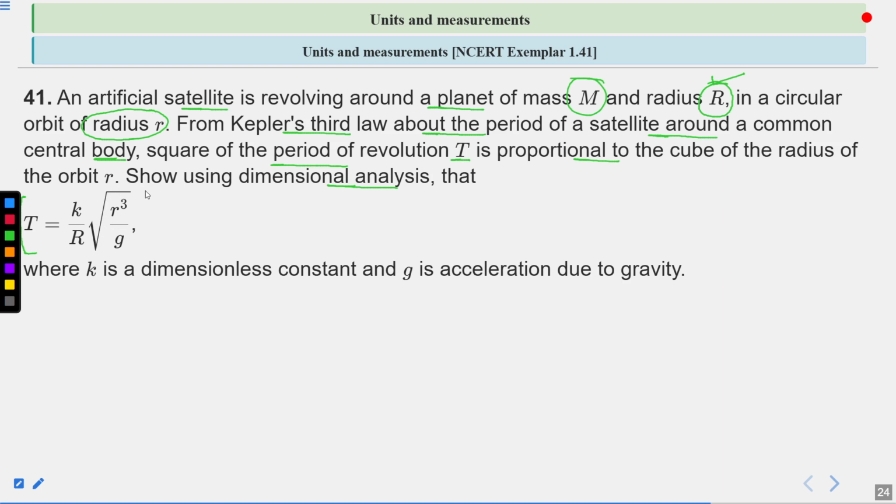So this is the equation where k is a dimensionless constant. Dimensionless constant means the dimension formula is m0, L0, T0, and g is acceleration due to gravity. Clear? So here we have to do the dimensional analysis of this equation. We have to calculate the dimensional analysis. Think about it.